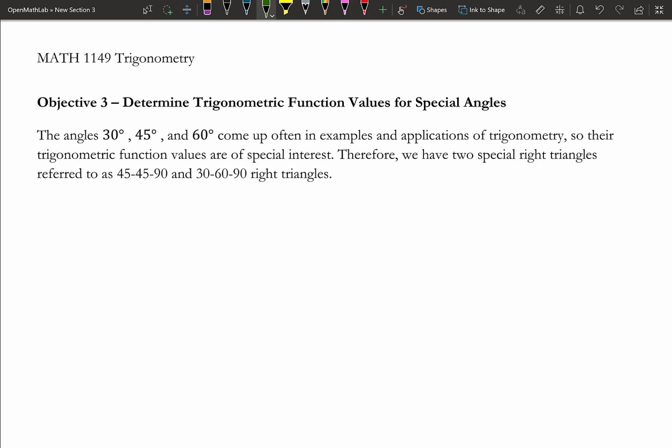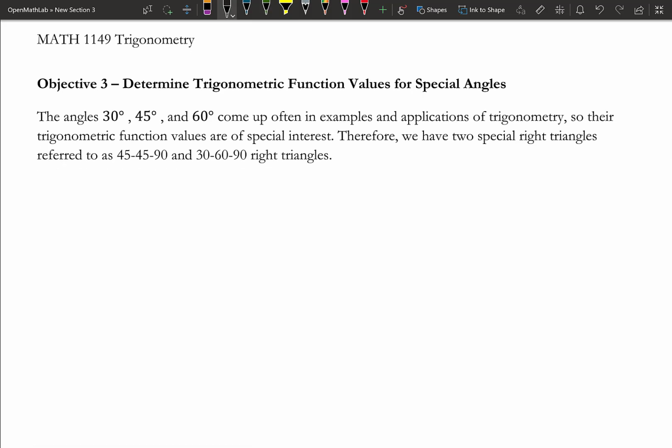So I have here just a couple of sentences. The angles 30 degrees, 45 degrees, and 60 degrees come up often in examples and applications of trigonometry. So their trigonometric function values are of special interest. Therefore, we have two special right triangles referred to as 45, 45, 90, and 30, 60, 90 right triangles. So these are two special right triangles that you want to be familiar with.